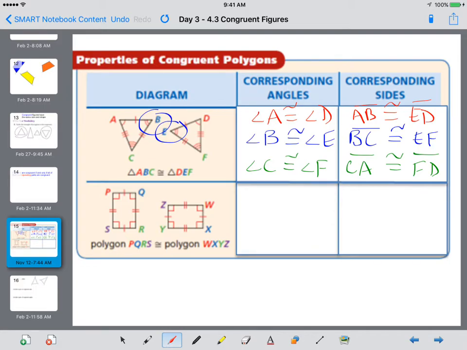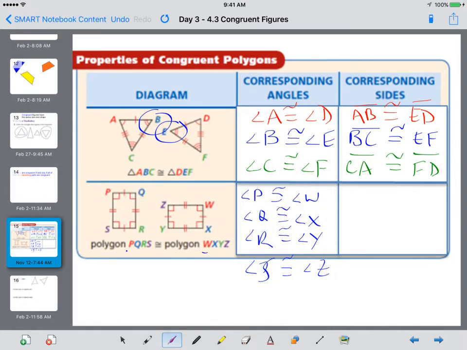For this polygon, this four-sided figure, we've got polygon PQRS is congruent to polygon WXYZ. So without color coding this one, I can just go straight in order. So angle P is congruent to angle W. Angle Q is congruent to angle X. There's the second letter. Angle R is congruent to angle Y. And angle S is congruent to angle Z.